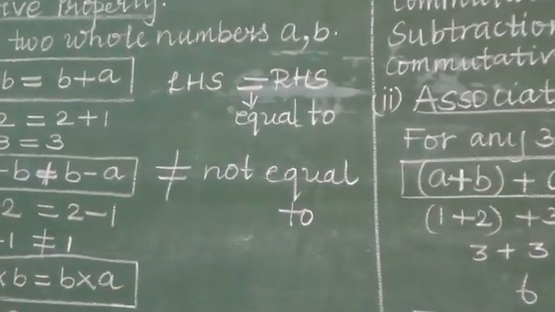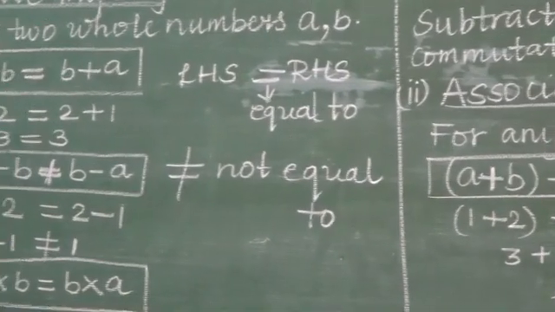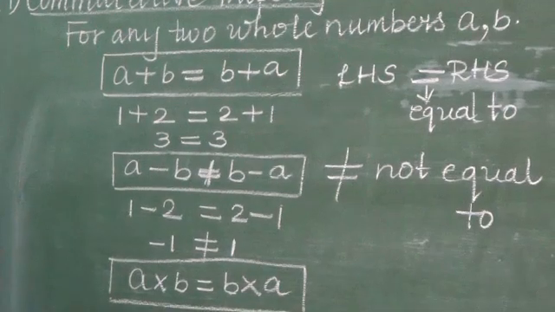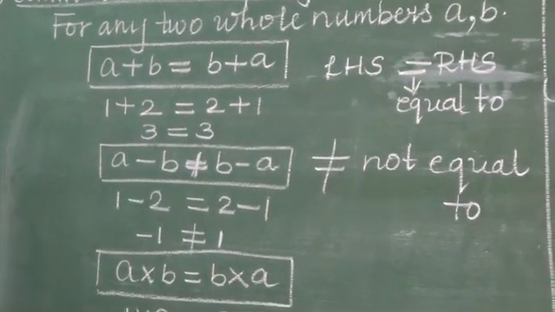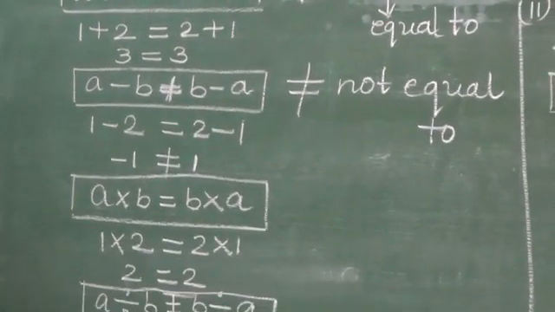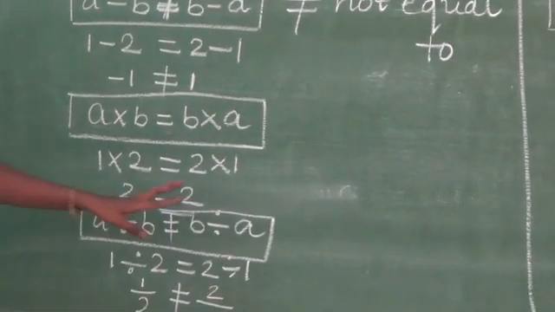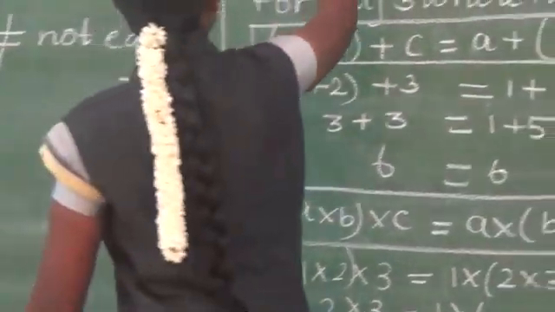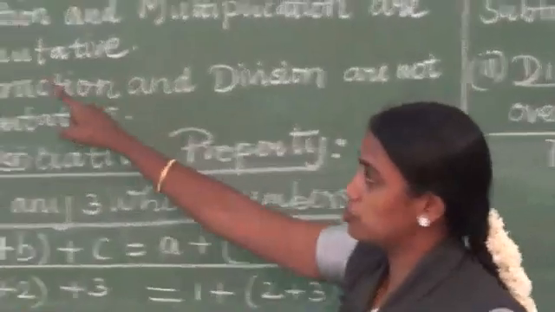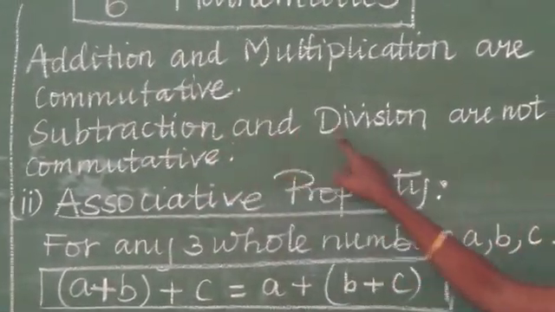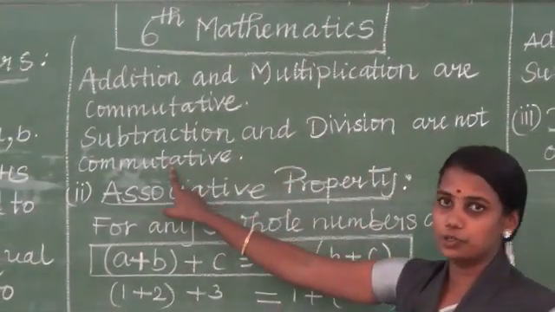Once again I explain: when you change the order in addition and multiplication, the answer will not be changed. When you go for subtraction and division, the answer will be changed. So we can tell from this that addition and multiplication are commutative, and subtraction and division are not commutative.